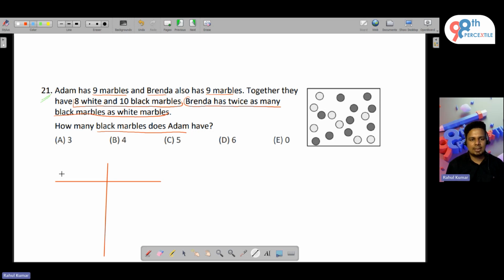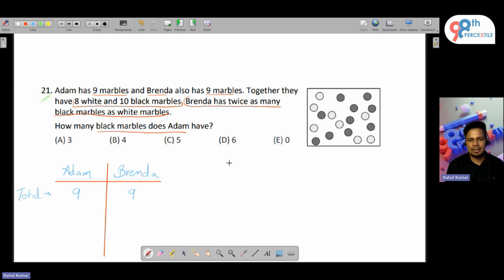So this is Adam's column, and this is Brenda's column. Now the total number of marbles which both of them have is: Adam has 9, Brenda has 9, out of which there are 8 white and 10 black. Brenda has twice as many black marbles as white marbles.